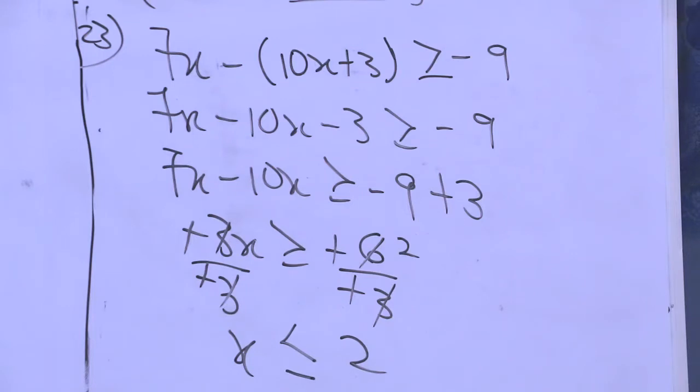So we'll look at our options. We have A, x is greater than or equal to 2. B, x is less than or equal to 4.